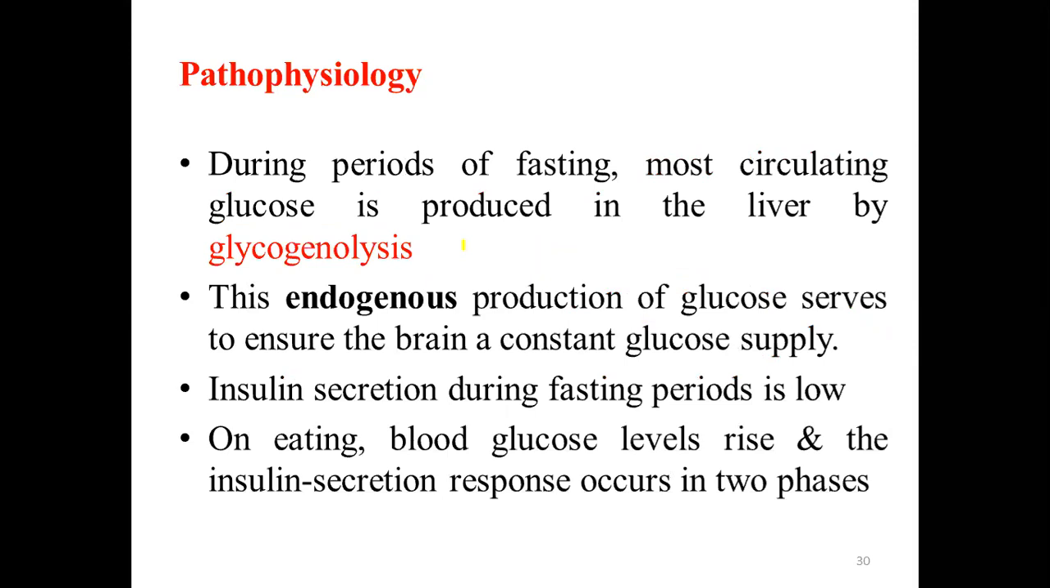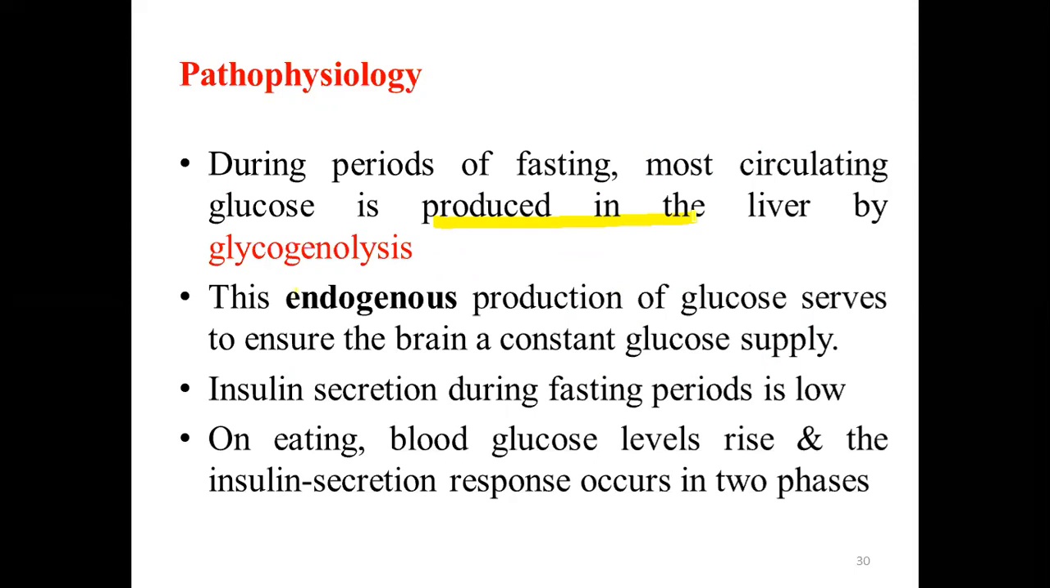Okay, during the period of fasting, most circulating glucose is produced by the liver. So the liver is really very important. It protects us from hypoglycemia during fasting. So we need to keep our liver healthy as much as we can, by at least avoiding drinking alcohol. This endogenous production of glucose ensures the brain has a constant supply of glucose. Remember in the previous lesson, we mentioned that the kidney, the eye, and the brain utilize glucose independent of insulin.